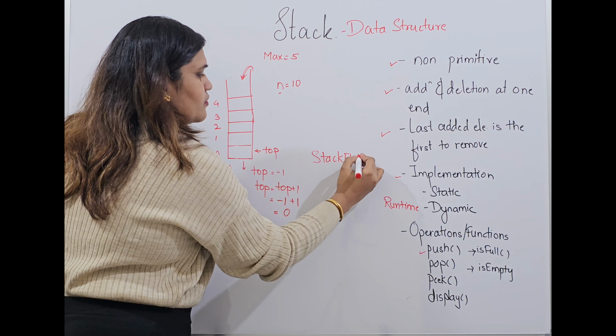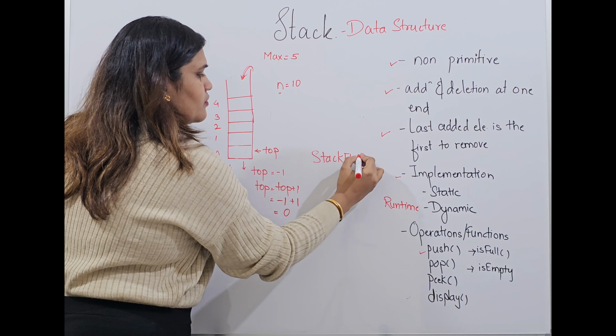So is your top greater than or equal to max minus 1? You can see max is 5, max minus 1 is 4. Is your top greater than 4? In this case, yes. Here I need to check this condition using an if statement: is my top greater than max minus 1? If it is greater, please stop. So this is the concept, push and is full.